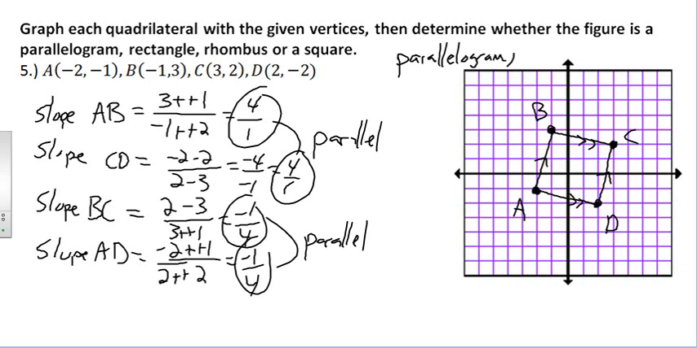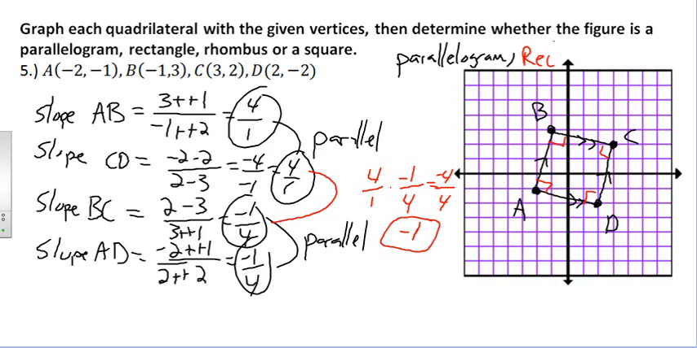Well, that might not be it. Without really doing any extra work, I can tell right away that this thing is also a rectangle. If I look at the two sets of parallel sides I have here, 4 over 1 and -1 over 4, when I multiply those together, that's -4 over 4 or -1. Since the adjacent sides had the product of -1, I know that they are perpendicular, which means it has 4 right angles. That makes this thing a rectangle as well.